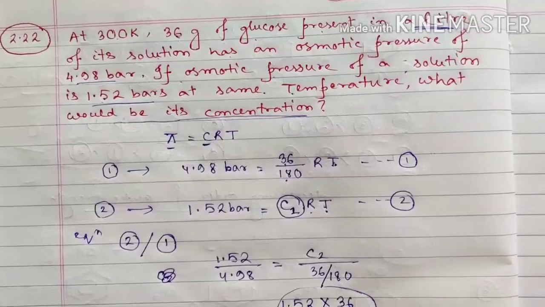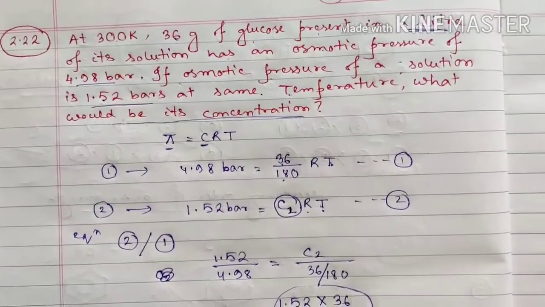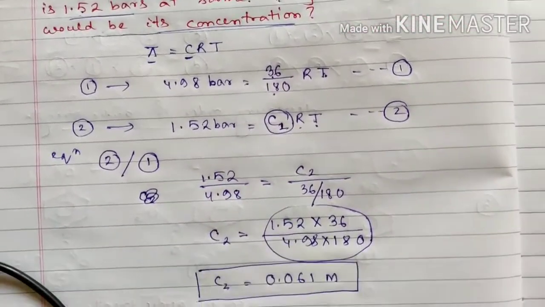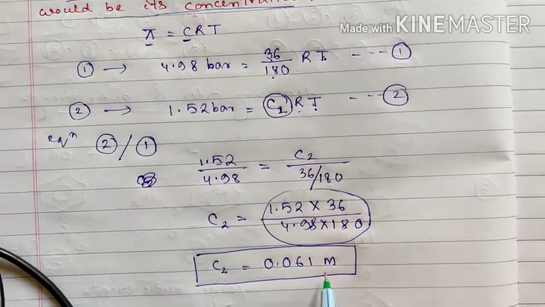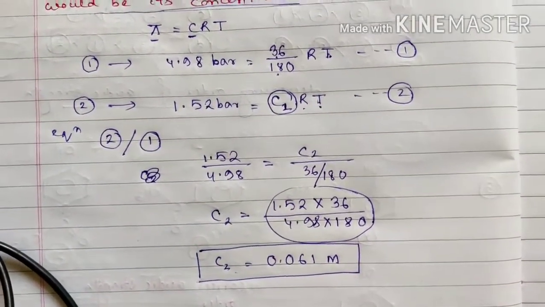I have calculated it already. So it will be 0.061 M. That is the concentration part. So this will be the answer. I have calculated it already. So it should be C2 equal to 0.061 M.